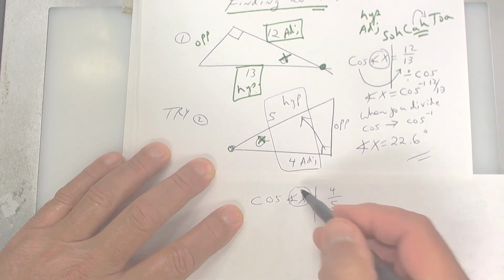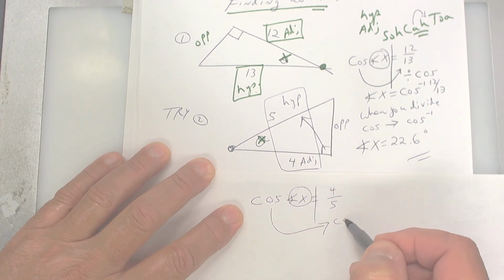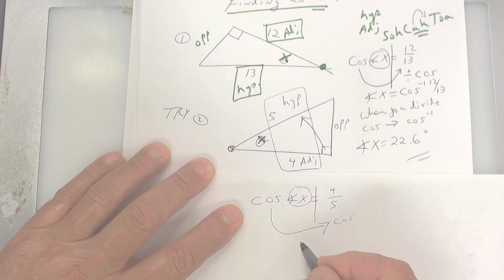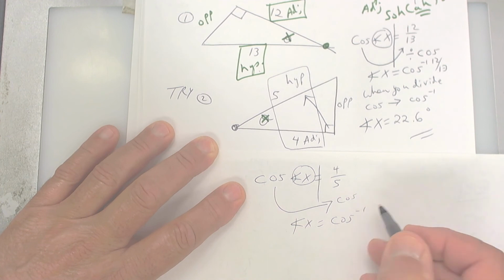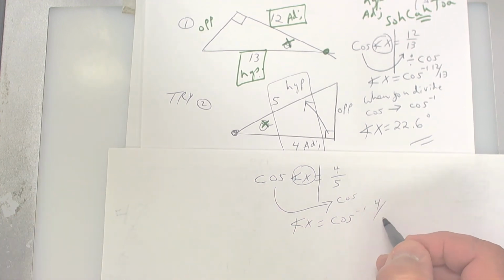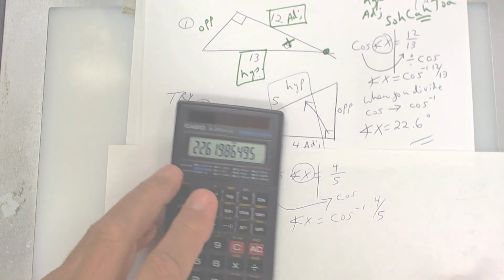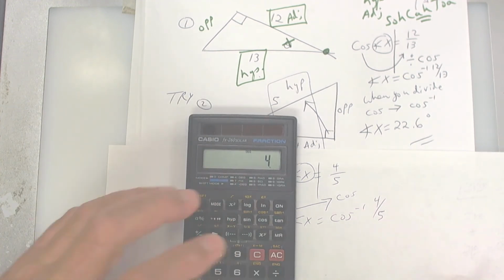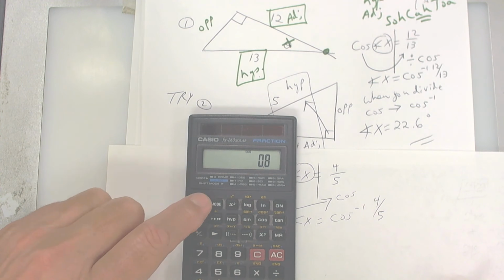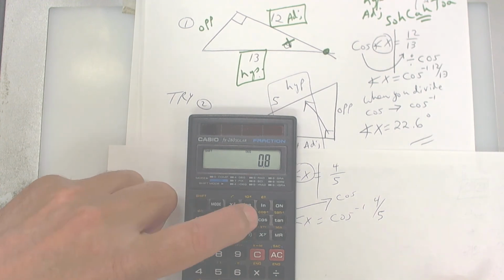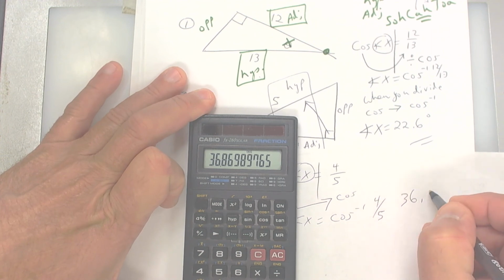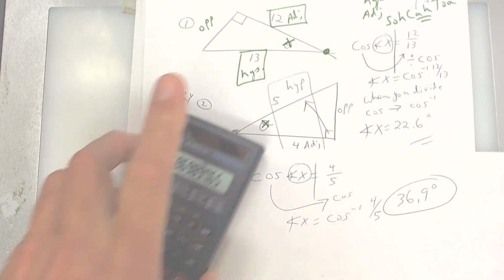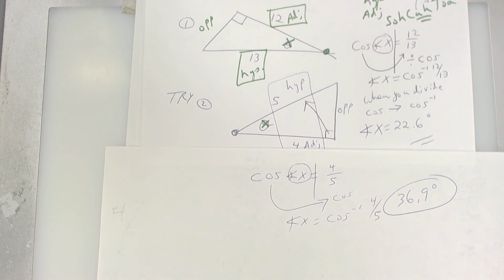Okay? Circle the X, you're going to divide by the cosine. So when you do, you're going to get angle X is equal to the arc cosine. And you have to hit the shift key. When you're looking for an angle, you got to hit the shift key. So here it is. So 4 divided by 5 equals shift, and then you want the cosine. So that's 36.9 degrees. And there it is. And that's how you do it.